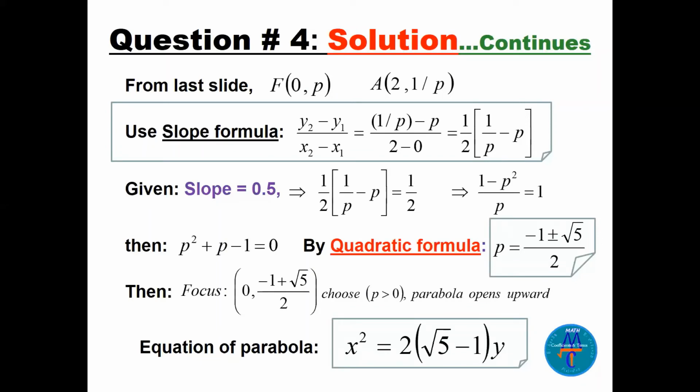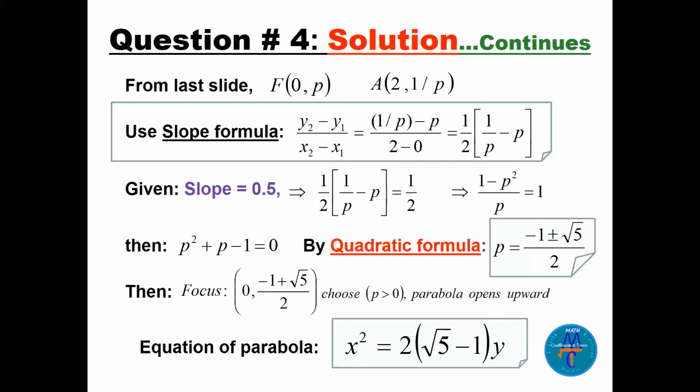Multiply by 2 and make the LCD here. (1 minus p squared) over p is equal to 1. Cross multiply, you have p squared plus p minus 1 equals 0. See this one here? I need to find p. The only way I can find p, again from algebra, we go to the quadratic formula. p equals minus 1 plus or minus square root of 5, over 2. You know the quadratic formula. You can check it in your books or any other videos.